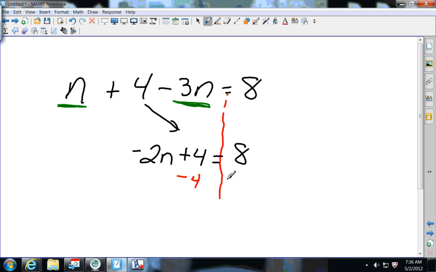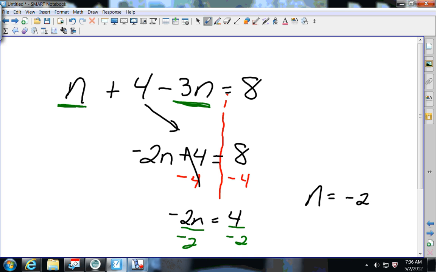Subtract 4 from each side. Negative 2n equals 4. Divide by negative 2. N equals negative 2. Another type.